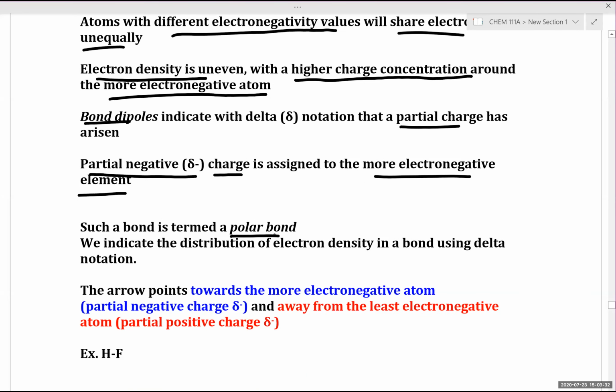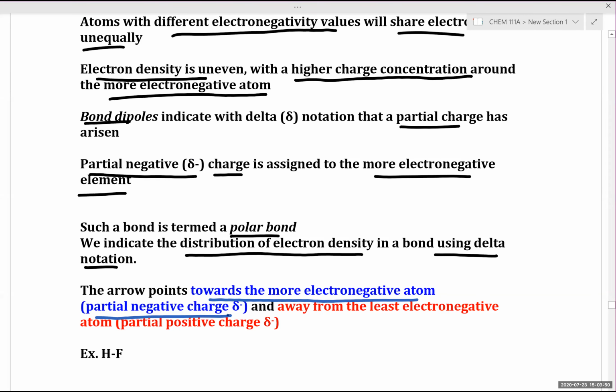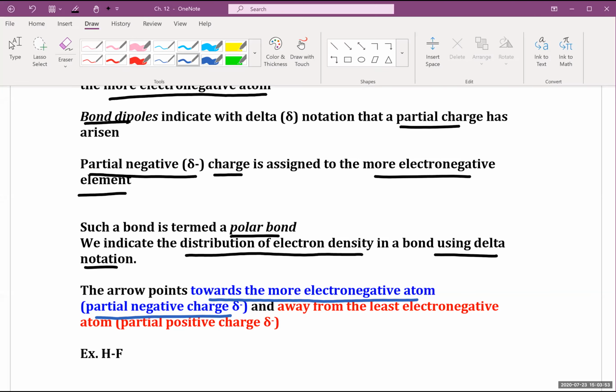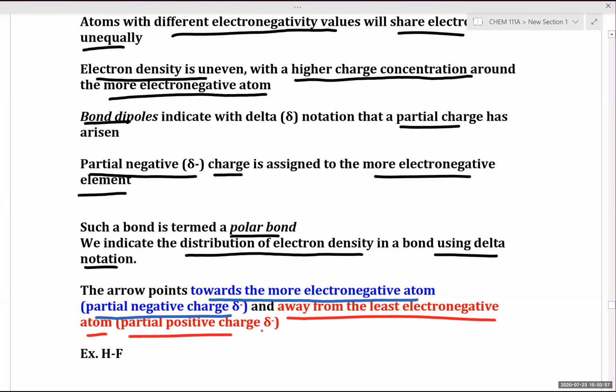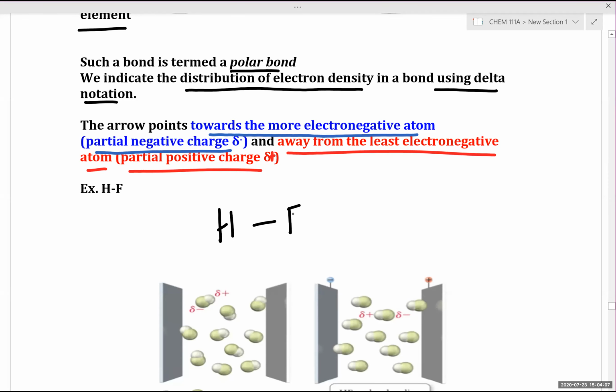For polar bonds, we indicate the distribution of electron density using delta notation. Now, the arrow points towards your more electronegative atom, the atom with the partial negative charge, and the arrow points away from the least electronegative atom, or the atom with a partial positive charge. So for example, if we're looking at hydrofluoric acid, HF, fluorine is more electronegative, so it gets a delta minus. Hydrogen is less electronegative, so it gets a delta plus. And we draw an arrow pointing from hydrogen to fluorine. So here we have a polar bond.